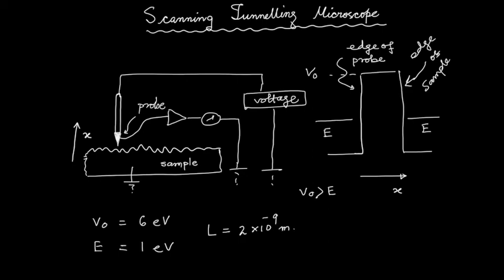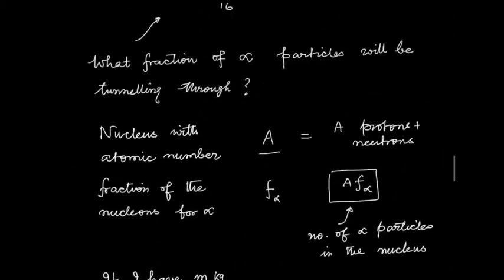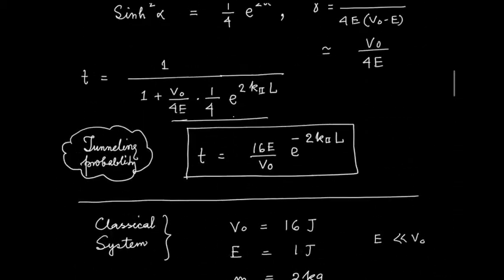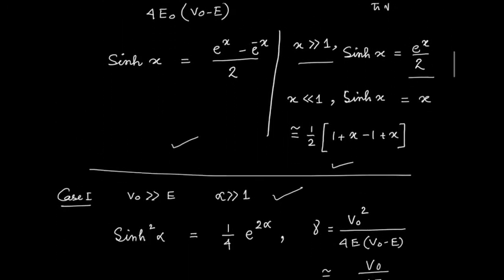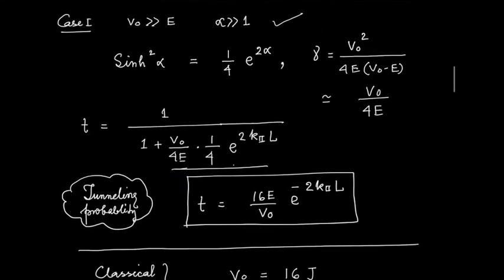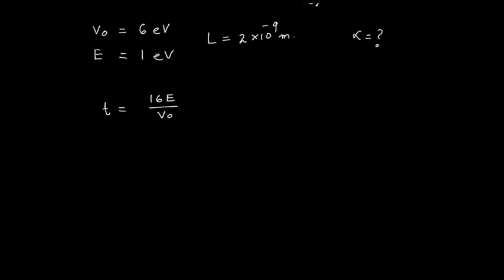Okay, so if you calculate, what I have to do now is calculate what alpha is. So please do that, I am not doing it. Calculate alpha, and then we will see whether I should use the full formula that we have written down here, or whether I can do a certain approximation. You will see that this approximation works very well. So I get the tunneling probability as 16E by V0.